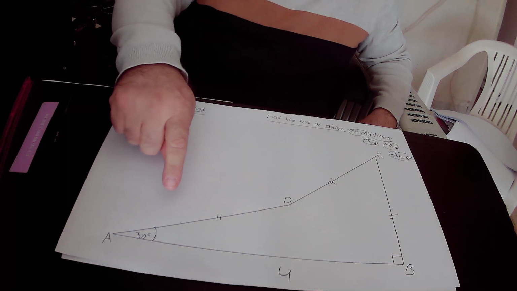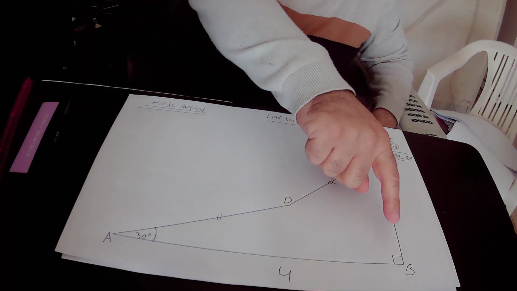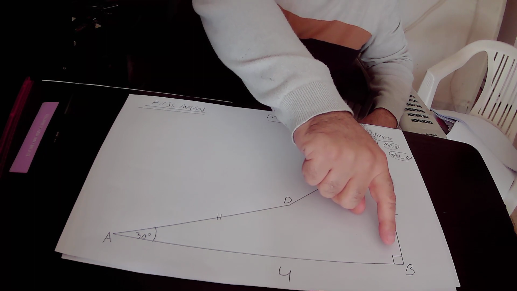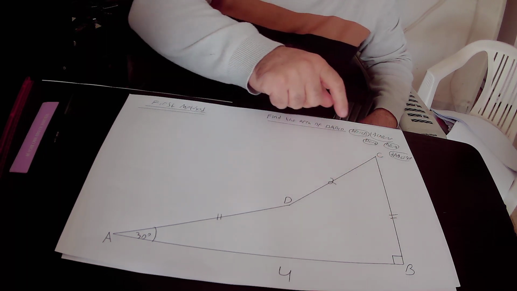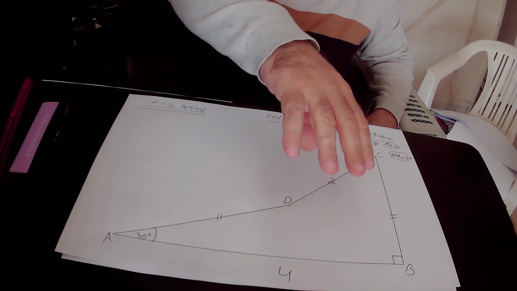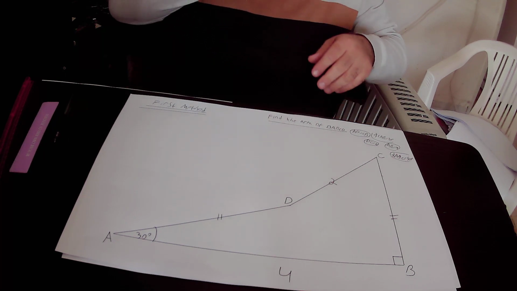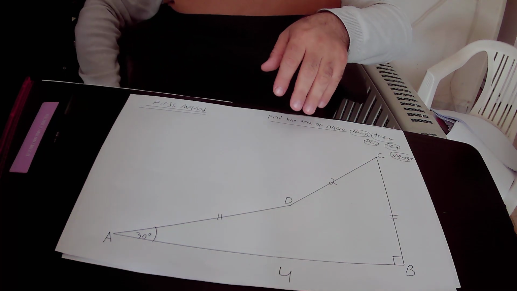Angle DAB equals 30 degrees. Angle ABC equals 90 degrees, it is a right angle. And we want to find out the area of this quadrilateral ABCD. So we'll start with the first method.